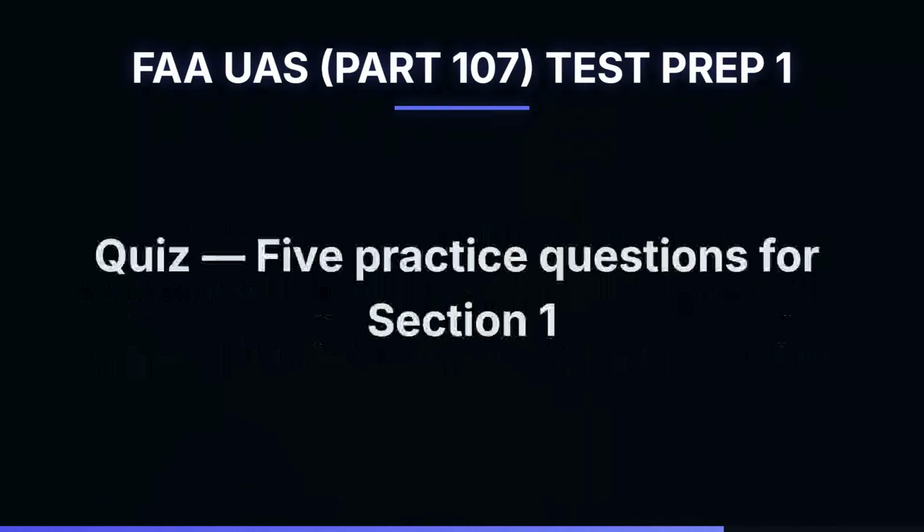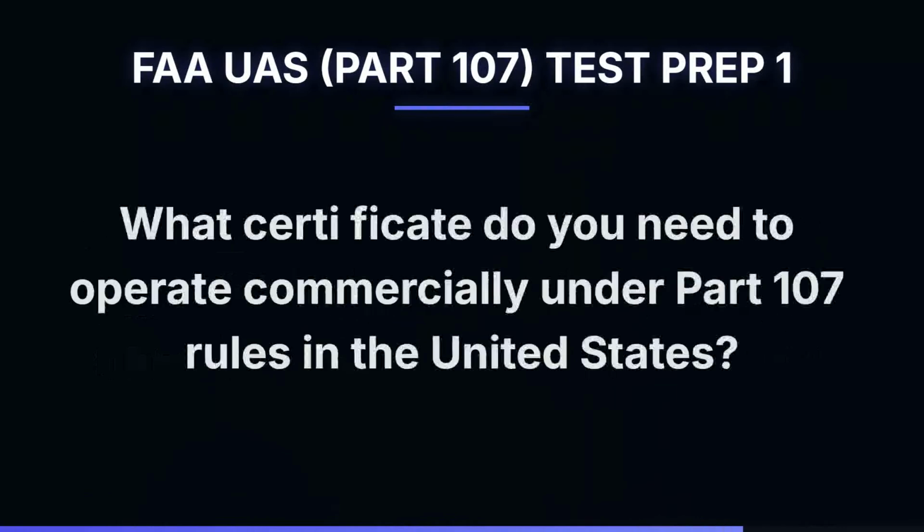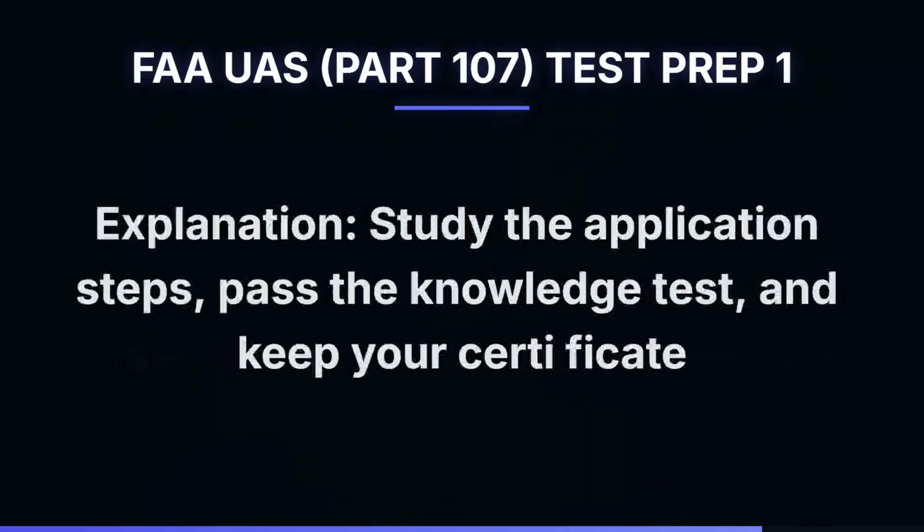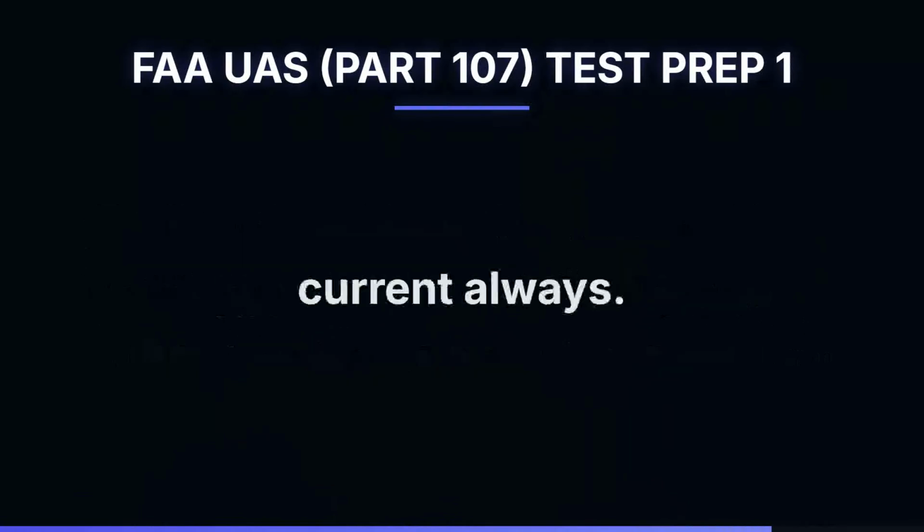Quiz: 5 practice questions for Section 1. 1. What certificate do you need to operate commercially under Part 107 rules in the United States? You need a remote pilot certificate with a small UAS rating, issued by the FAA. Study the application steps, pass the knowledge test, and keep your certificate current always.